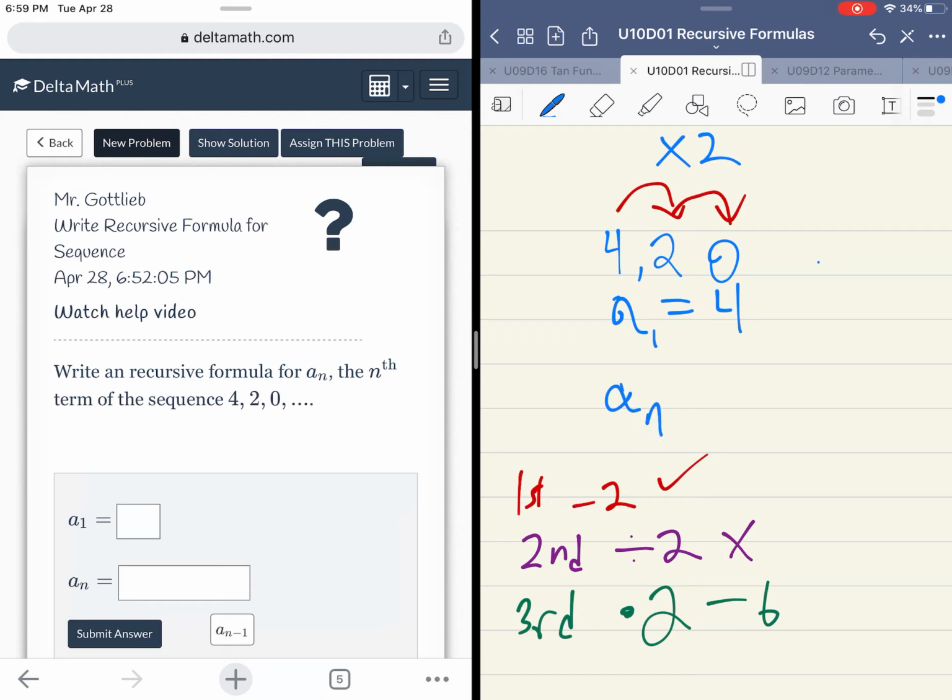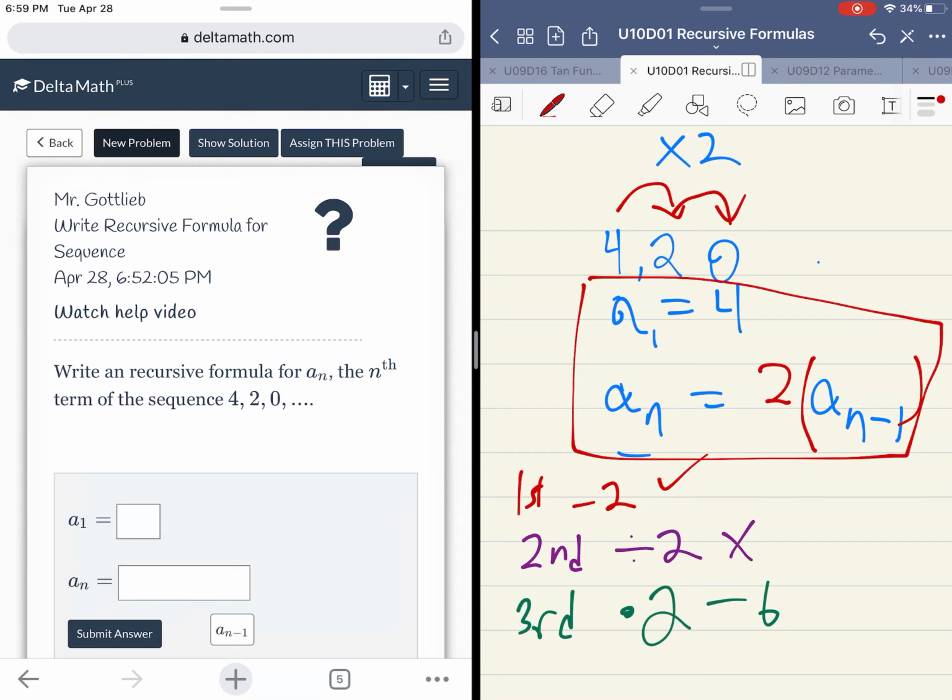Now the rule, A of n, pretty much says to find any term in the sequence, I need to do something to the previous term. So a sub n minus 1 just means the previous term. All that means is if this one was actually the 5th term, I need to know the 4th term. It's like an algebraic representation of this rule. So the rule is times 2. I just need to say, take this number and multiply it by 2, because that's what this rule is. So that would be the solution to this problem.